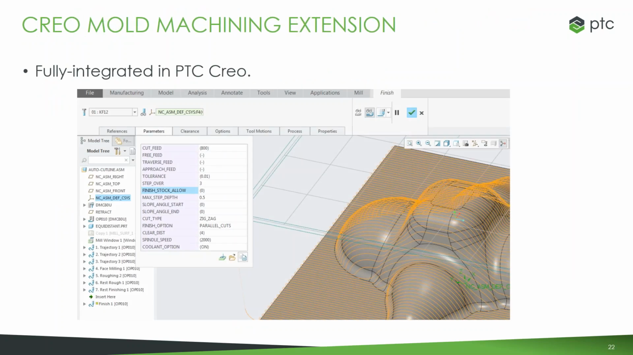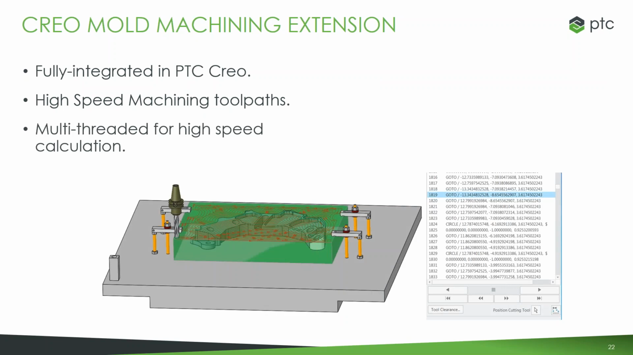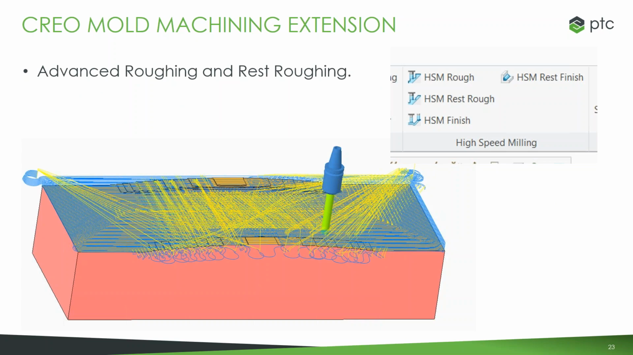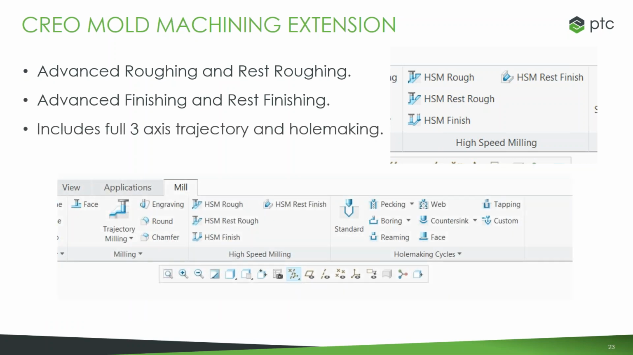We also have the Creo mold machining extension, which is again now fully integrated into Creo. It has high-speed machining toolpaths, and it's multi-threaded for high-speed calculations. So if you want to use more than one core from your processor to do that, you can. This also includes advanced roughing and rest roughing, as well as advanced finishing and rest finishing. And it includes the full 3-axis trajectory for hole making.